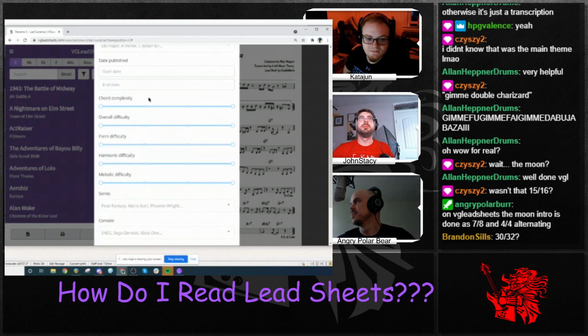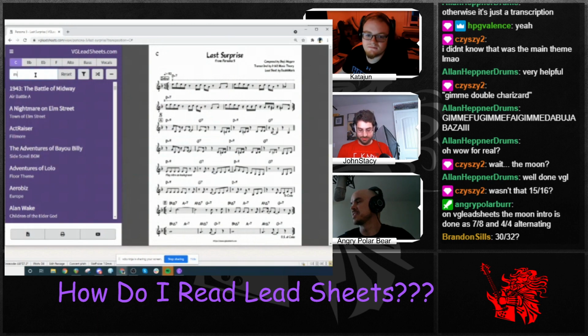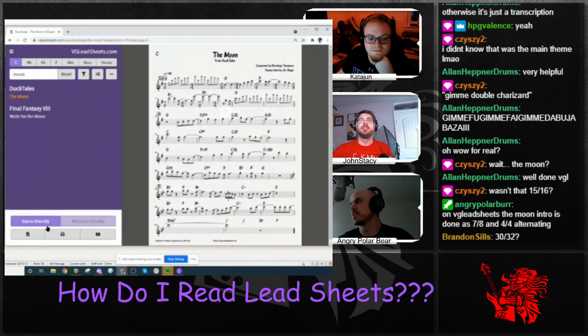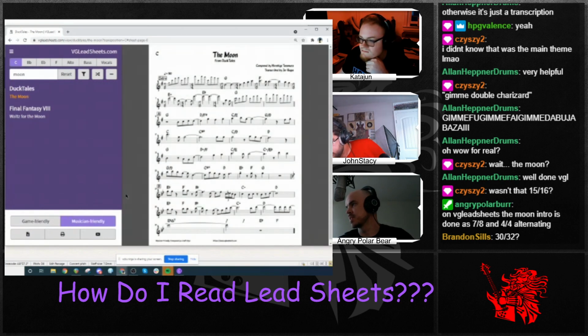The other great thing, here's a good example of looking at 7/8. If you go to the Moon, one of the things that's neat is there's an extra button that appears at the bottom of the screen. There's a few buttons there which are on every sheet. There's download, I think the next one is print, and then there's one that'll take you to YouTube and an upload of the song so you can listen to it.